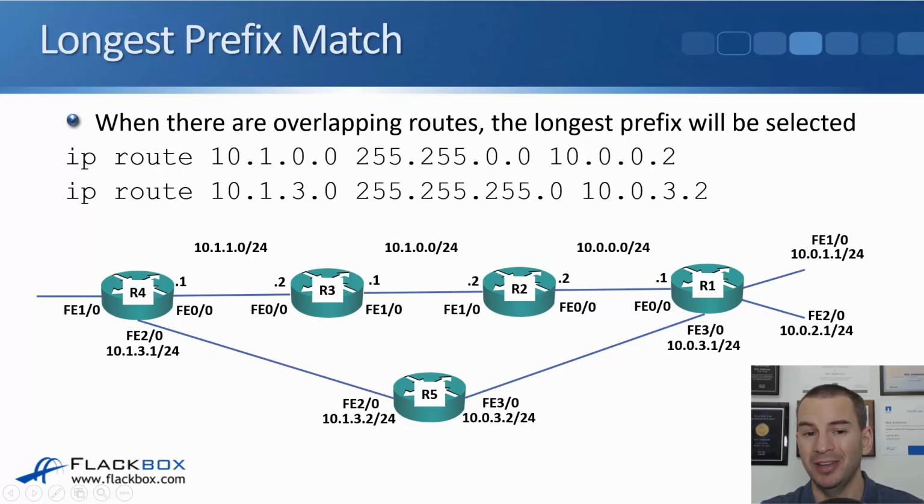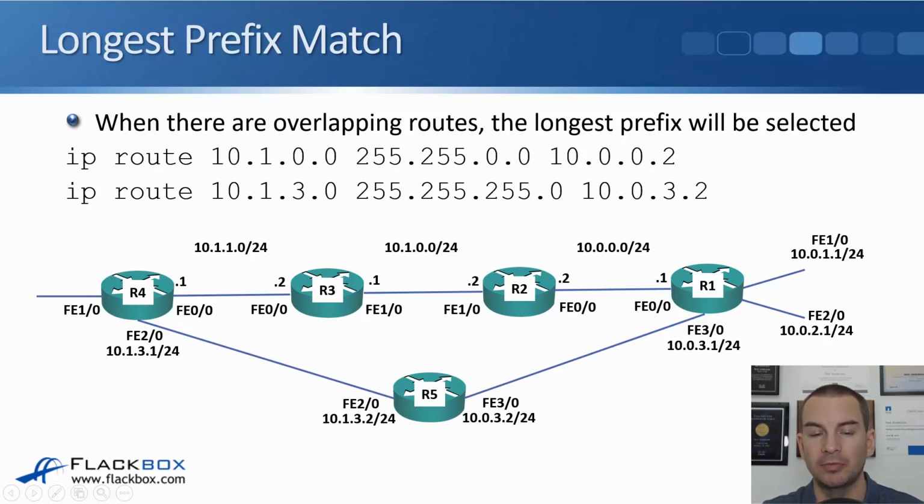If I send traffic to 10.1.3, that matches the top route, and it also matches the bottom route as well, and both of these are in the routing table. So which one is the router going to take? It takes the one with the longest prefix. The second route has got a prefix of 255.255.255. The first route has got 255.255.0.0, so the second route is a longest prefix.